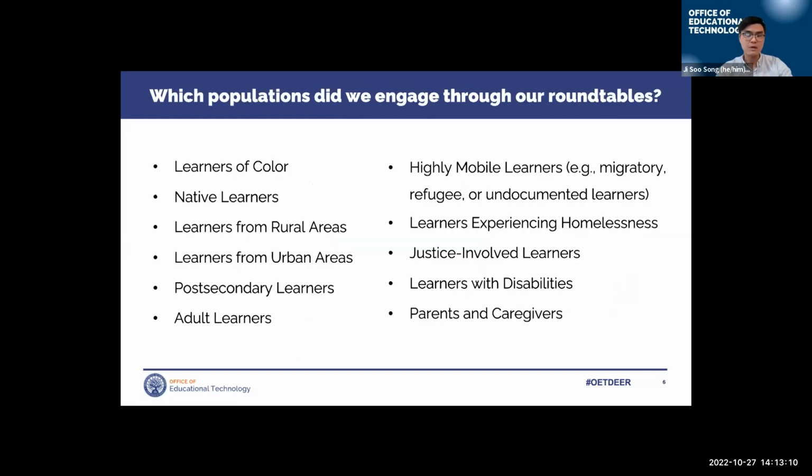And obviously, in developing this guidance resource, we made sure to place our learners at the center, especially those currently furthest from digital equity and opportunity. And we held conversations focused on our learners of color, learners from rural communities, those from digitally redlined urban communities, our Native and Indigenous populations, low-income post-secondary adult learners. We also didn't miss out on talking to our highly mobile learners, learners experiencing homelessness, those involved with the justice system, those with disabilities, as well as parents and caregivers.